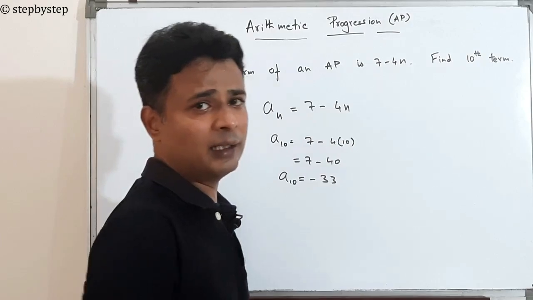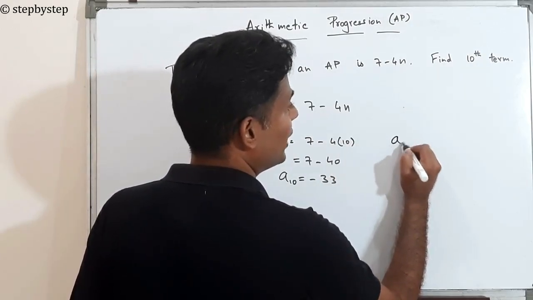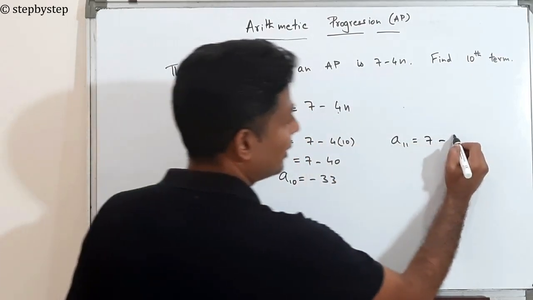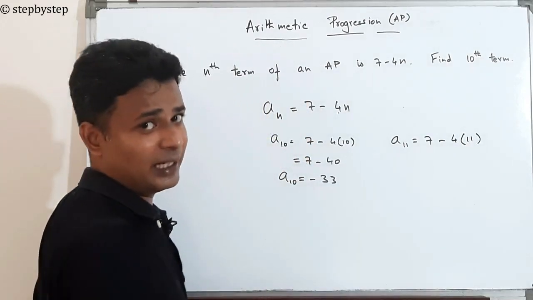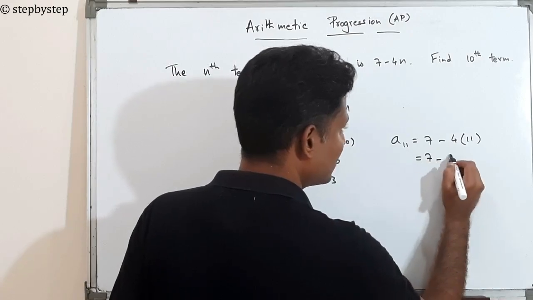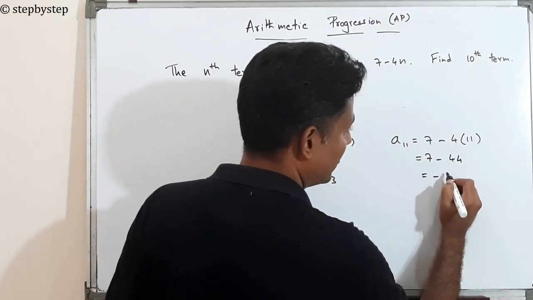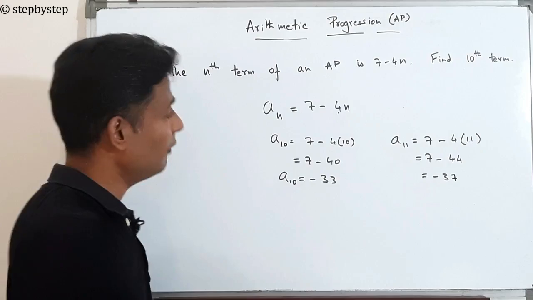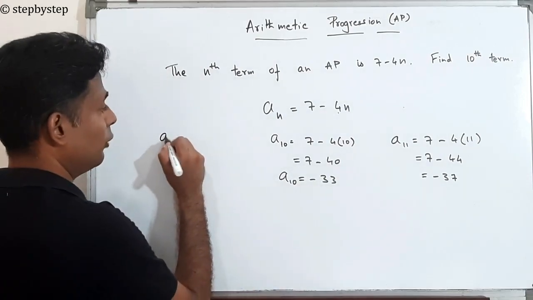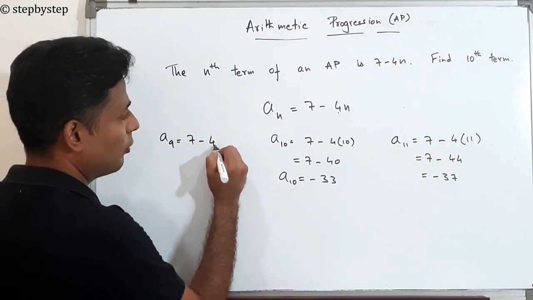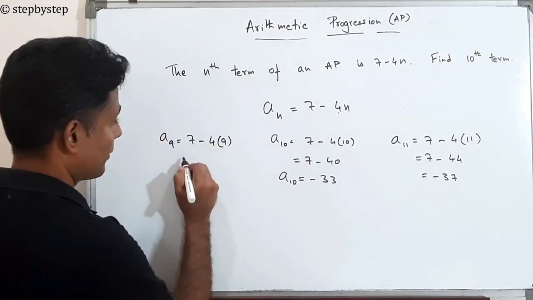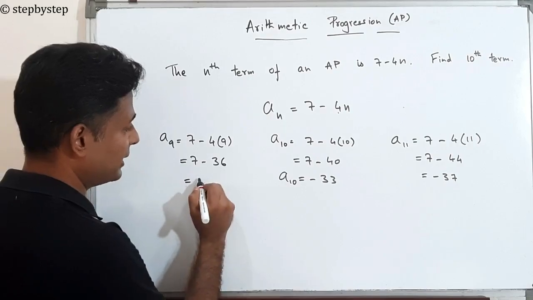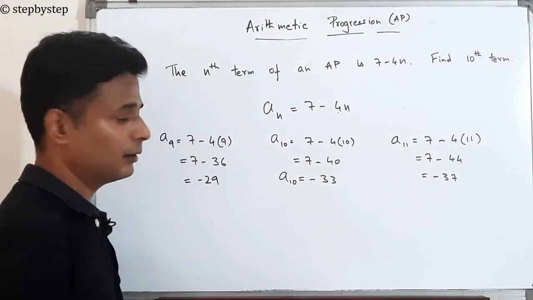Let's say they had asked us to find the 11th term. So we would have had to find a of 11, which would be 7 minus 4n, that is 4 into 11. 11th term means n is 11. So 7 minus 44, which is minus 37. Right? If they had asked us to find the 9th term, a of 9 would be 7 minus 4 into 9. So 7 minus 4 9s are 36. So 7 minus 36, minus 29.